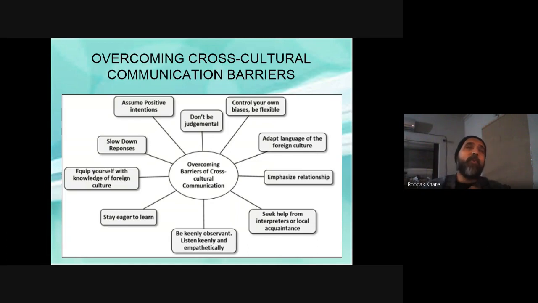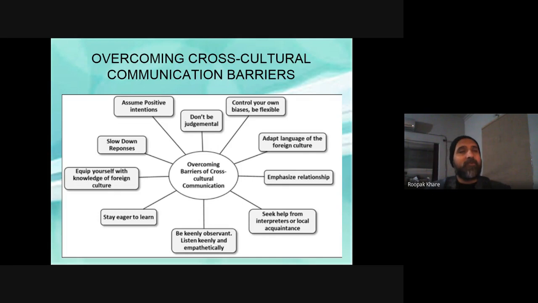Adapt to the language of the foreign culture. Whenever you go somewhere, you need to understand the language and the nuances of the language, the nitty-gritties, not the literal sense but the actual sense of the words, phrases or sentences that they use. So adapt the language, understand the language. Emphasize relationships. It is always important that you emphasize relationships between people rather than the business completely, right? Have a mutual relationship, one which has a personal touch. Connect with them.